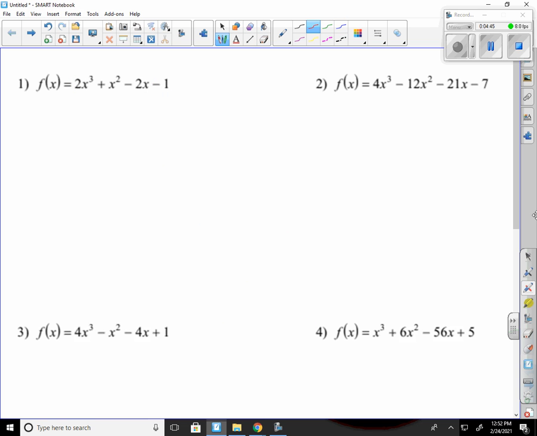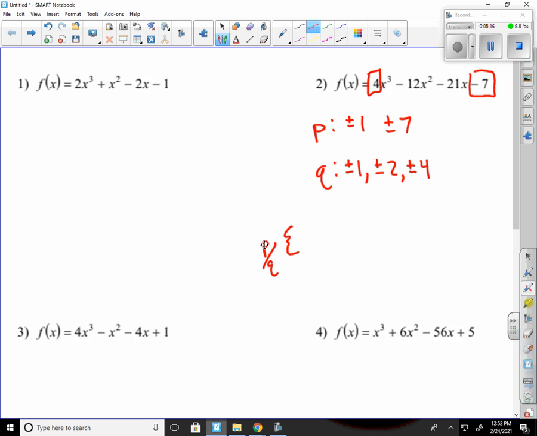Number 2. What's my P? What's my Q? I have -7 and 4 as my P and Q. Find my factors of -7, plus and minus 1, plus and minus 7. Find my factors of Q, which is 4, plus and minus 1, plus and minus 2, plus and minus 4. Because 2 times 2 is 4, I only have to list the 2 out once. Do P over Q, or my possible rational roots.